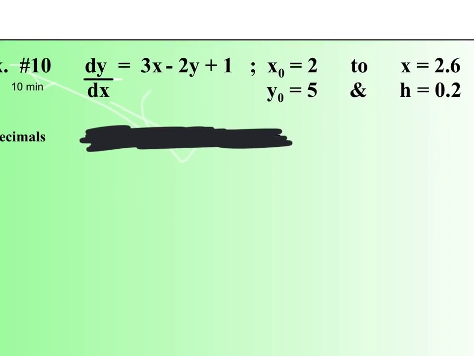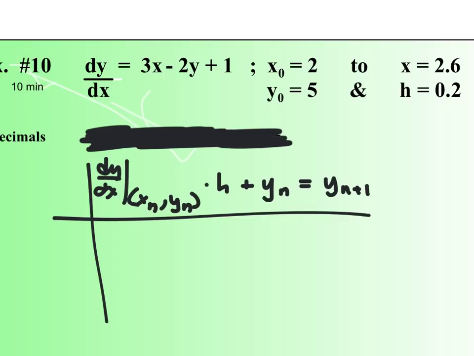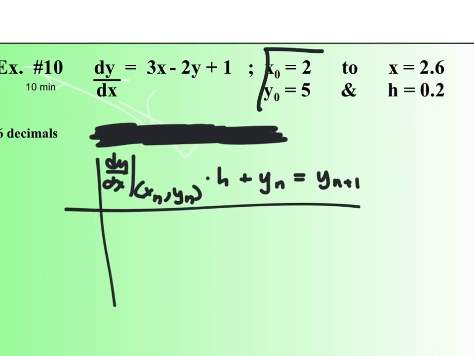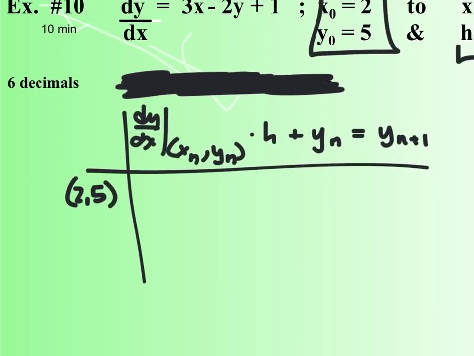Let's visualize this now for a second. Dy dx at some x value where we're starting, times h, plus y sub n where we started, will give us the next one. Okay, so I'm going to make a table in a moment, and we're going to start at a very specific point. It looks like we start at the point 2,5. Our first thing we need to do is calculate the derivative at 2,5. I'm going to fill out this first row here. It looks like h is going to be 0.2, and we want to get to 2.6.